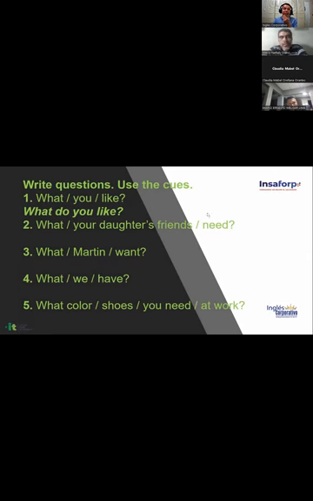This is the first exercise, right? What do you like? So, W is word. Auxiliary. Subject. And verb, right? Simple. So we're going to make this sentence. But before we start, I will take the attendance class. Are you ready?